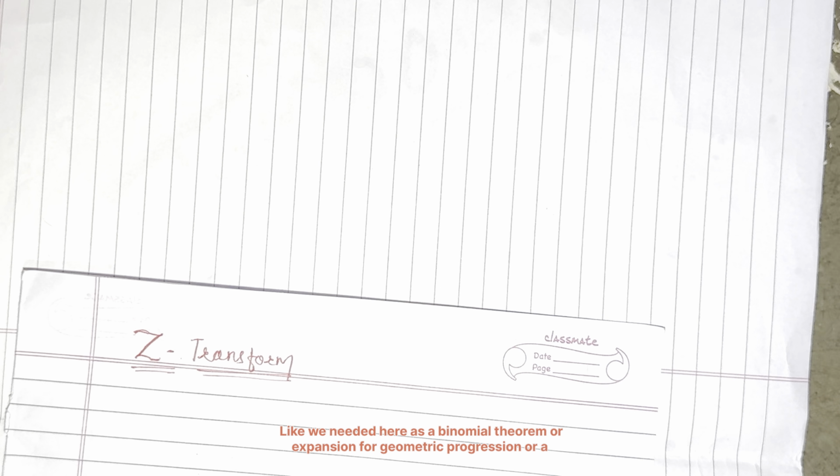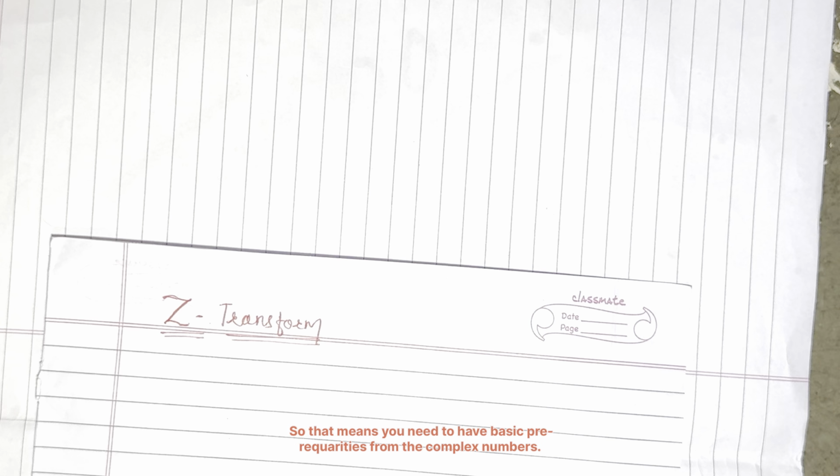First of all, we go through some basic prerequisites, the formulas and concepts we need: the binomial theorem, expansion of a geometric progression, series or sequence expansion, and this condition. We are applying the Z transform on complex terms, so you need basic prerequisites from complex numbers. You need to know this definition before applying it.